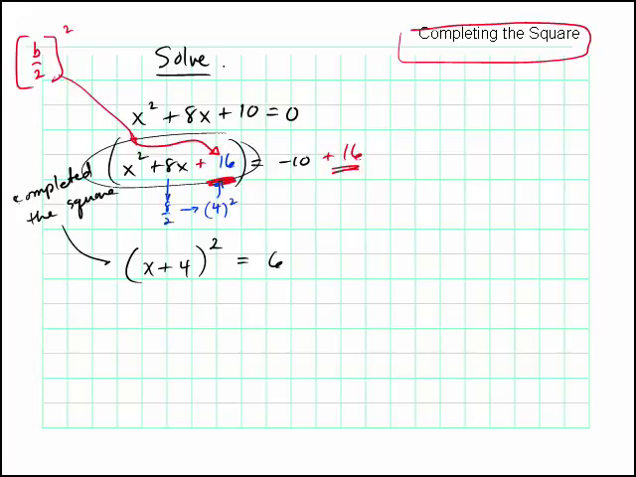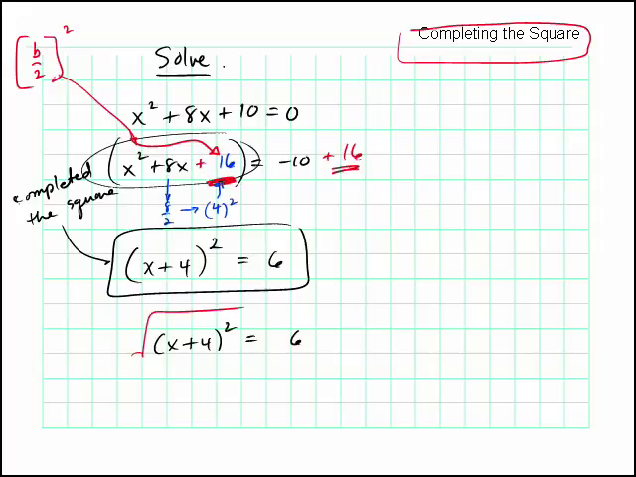Now, in this form that I have here, I can now solve this equation the way I was solving the previous equations. I can use the square root property. So I'm now going to take the square root of both sides of the equation. On the left side we have x plus 4. On the right side we have plus or minus square root 6.